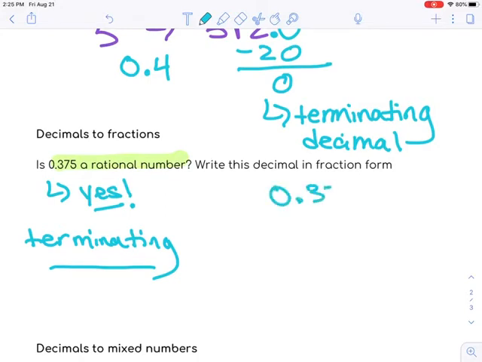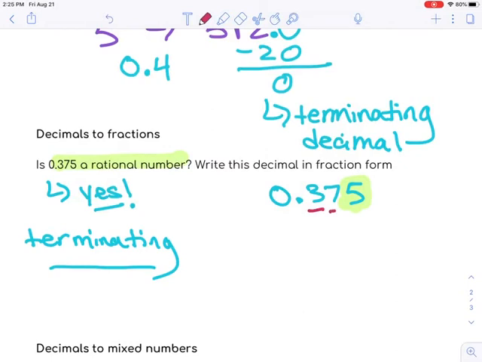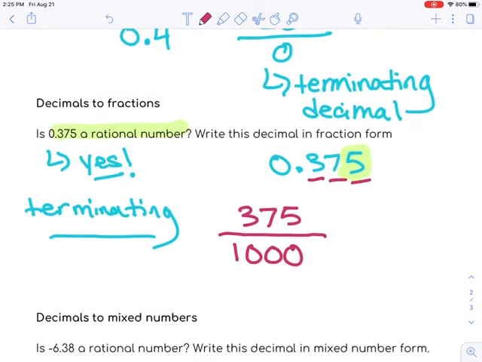So 0.375, first we want to find our denominator, and we can do that by finding our decimal place. So you always want to look at the last number. So ours is 5 here, and this is in the tenths, hundredths, thousandths place. So our denominator here is going to be 1,000. I'm going to put 375 as my numerator. So 0.375 as a fraction is 375 over 1,000.